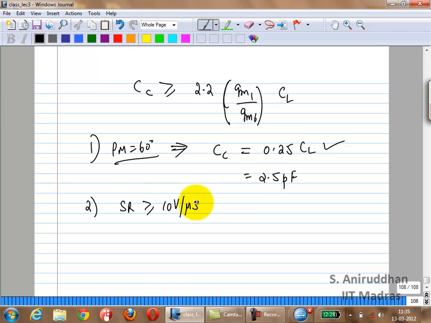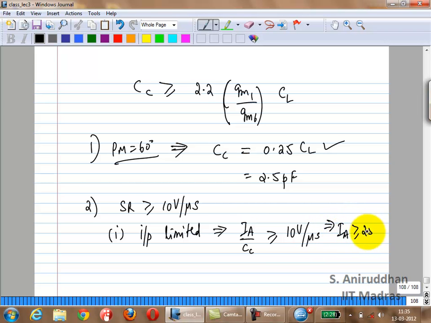Okay, so from this you get 25 microamps. Yes.